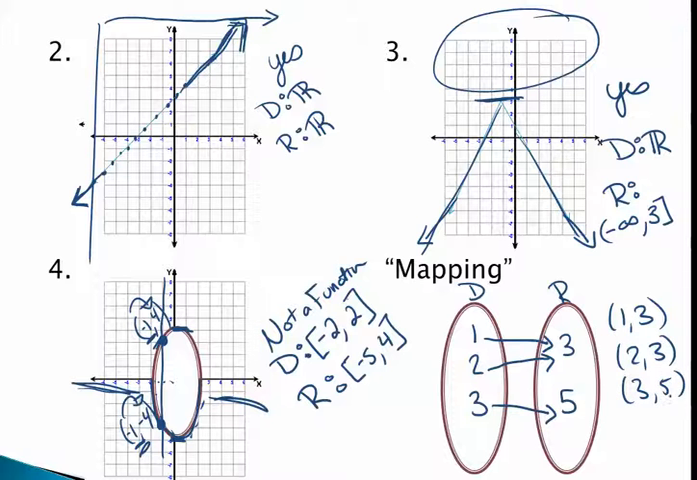And you'll notice that because the domain doesn't repeat, even though it's being sent to the same range, the domain stays the same, so it would be a function.